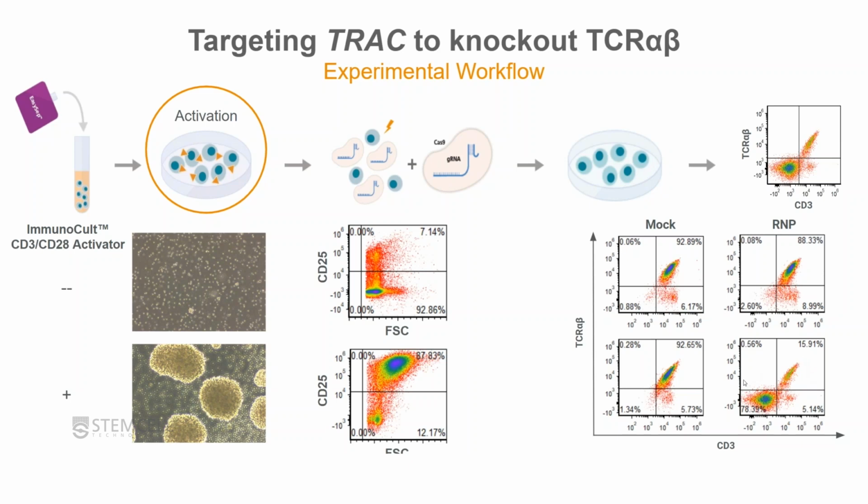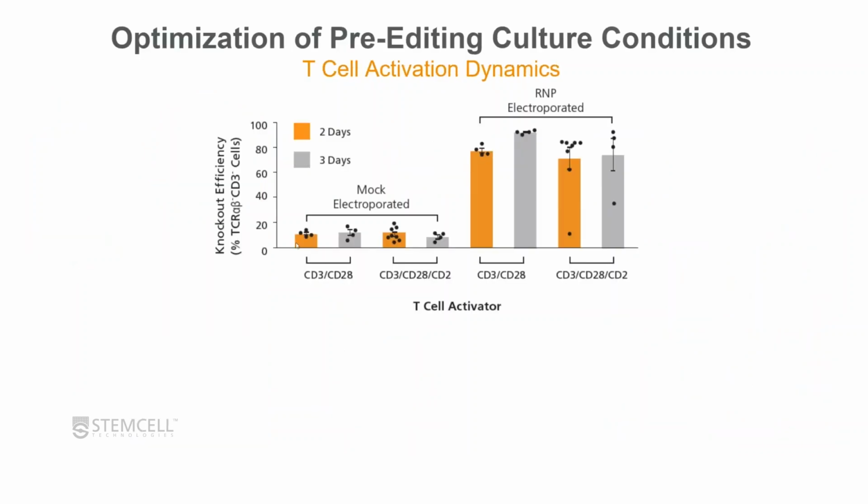Moving on from there, we wanted to test activation dynamics. We also sell a couple of different ImmunoCult activators, so we wanted to test which one would be preferred in this kind of workflow. This data is shown here. In the mock electroporated cells cultured with either the CD3/CD28 ImmunoCult activator or the CD3/CD28/CD2 ImmunoCult activator, for 2 or 3 days in culture, we saw very low levels of knockout. These cells still expressed very high levels of TCR alpha beta and CD3.